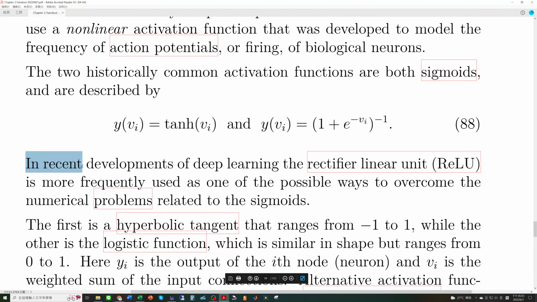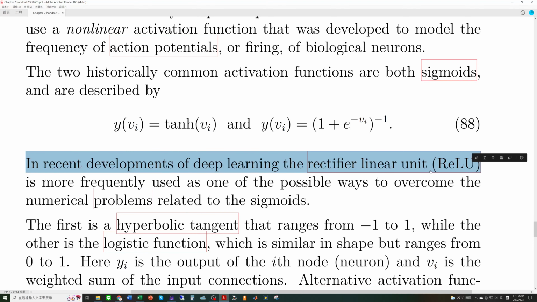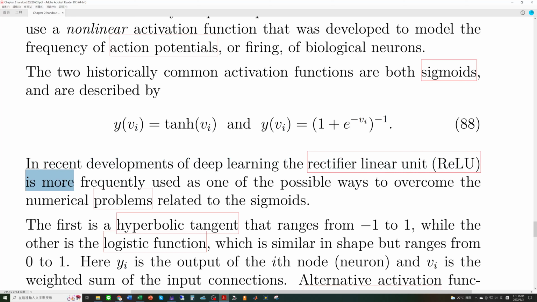In recent developments of deep learning, the rectifier linear unit, ReLU, is a common activation function which is used in deep learning. I will introduce what ReLU is later. It's more frequently used as one of the possible ways to overcome the numerical problems related to the sigmoids. I will introduce the problems later.